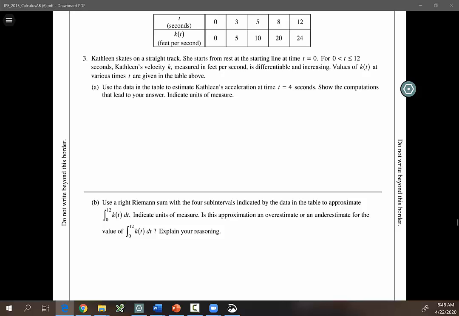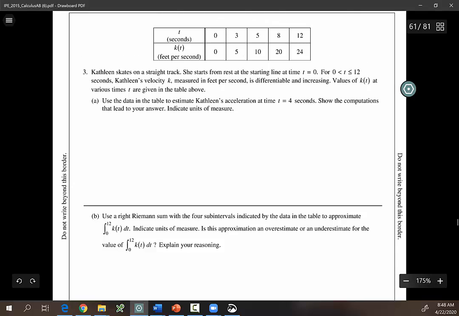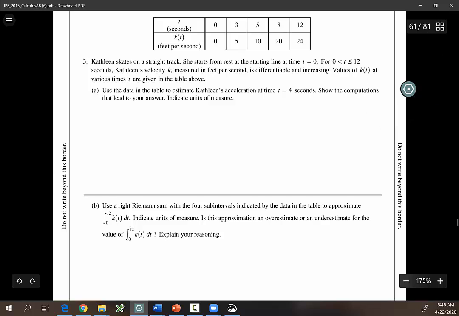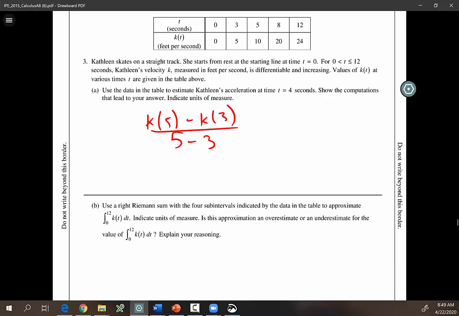For part A, I did k of 5 minus k of 3 over 10 minus 5. And I got 5 over 2. Okay. So you did k of 5 minus k of 3 over 5 minus 3. You plug that in. And so that's k of 5 is 10. And minus 5 is 5 over 2. And then what about for your units?